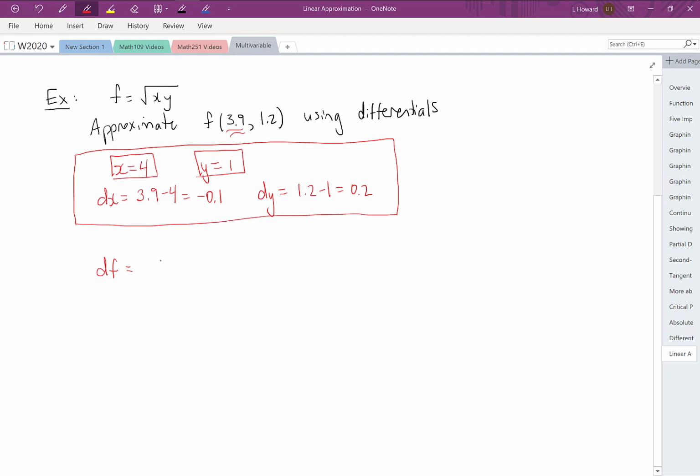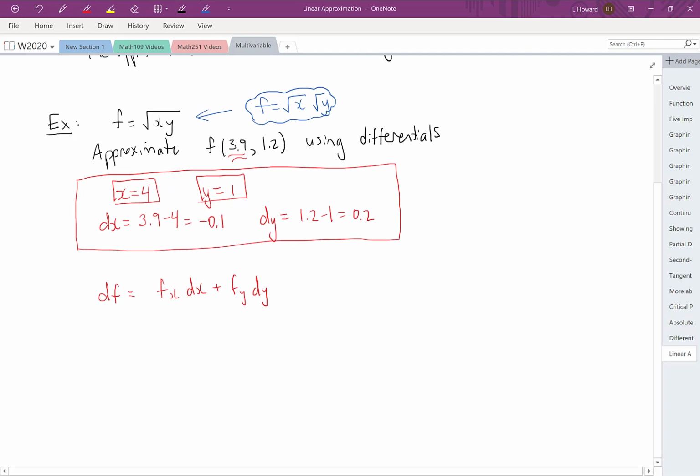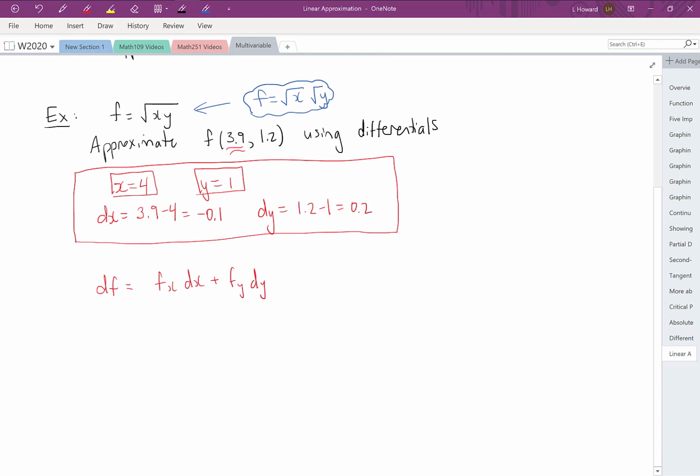df, as we saw in our previous video, is f sub x times dx plus f sub y times dy. That means we're going to need to take partial derivatives of our function f. And here's one little trick to make this calculation easier for this particular function: remember that a product under the square root can be thought of as a product of roots. So we might find it easier to think of f as root x times root y, just for the sake of calculating the partial derivatives. Okay, so let's get df calculated.